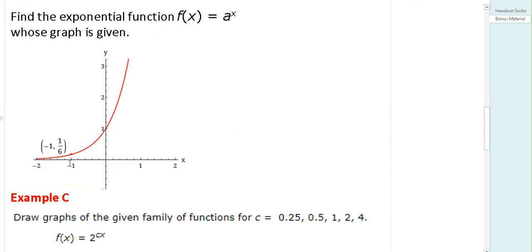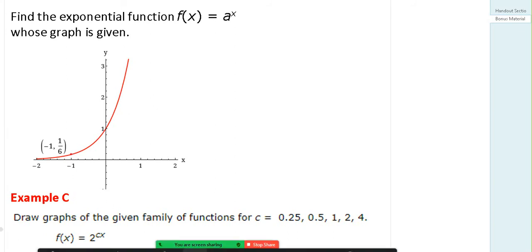This one's kind of a quick one. It says a to the x equals f of x, and this function passes through the point -1 and 6. So let's do y equals a to the x.